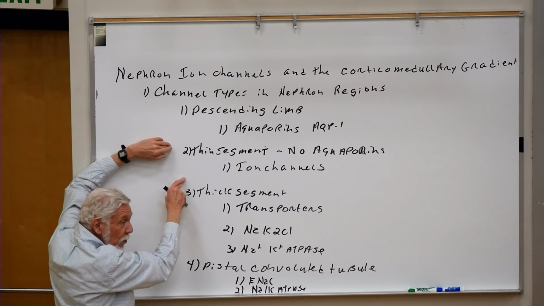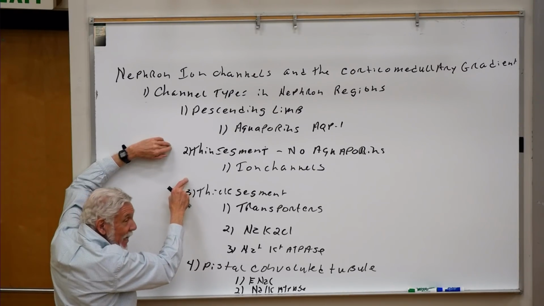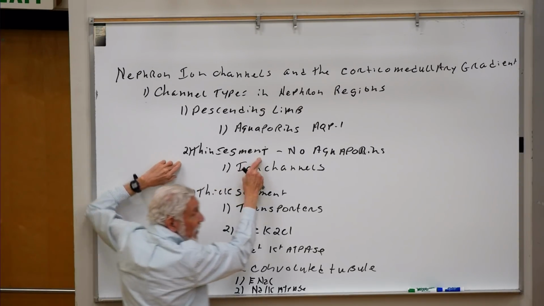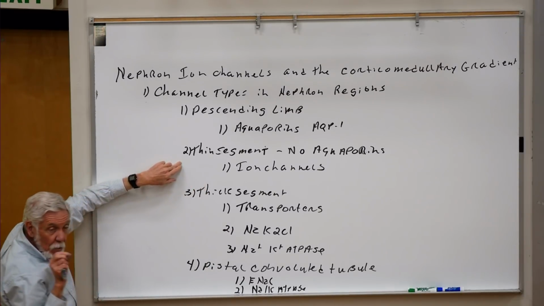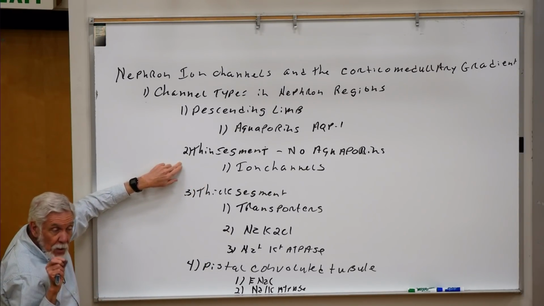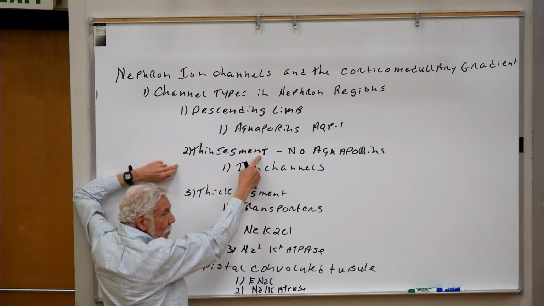We go round the hairpin turn and start up the ascending limb of the loop of the nephron. The first region of the ascending loop of the nephron, deep in the medulla, is going to be called the thin segment. It's named the thin segment because these cells are pretty thin. When you look at them in the microscope histologically, they're pretty thin cells. So we call this the thin segment.